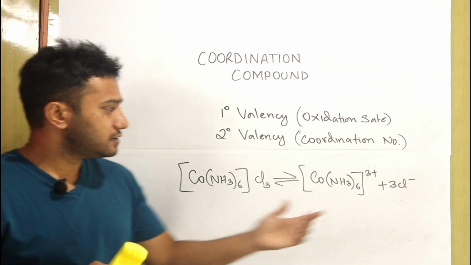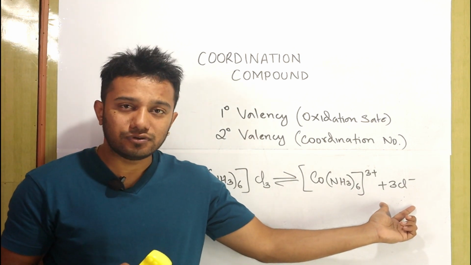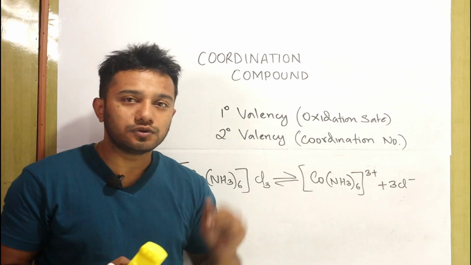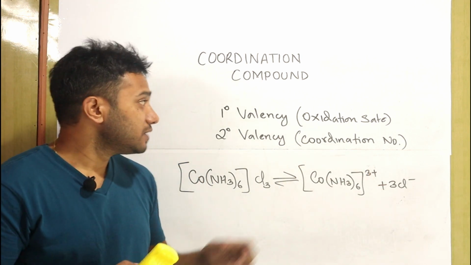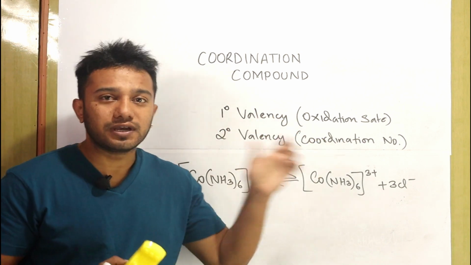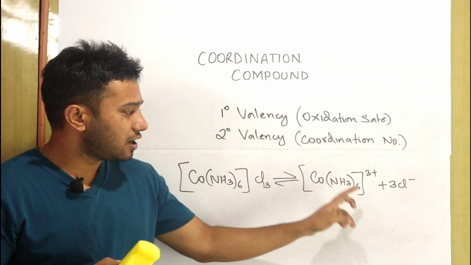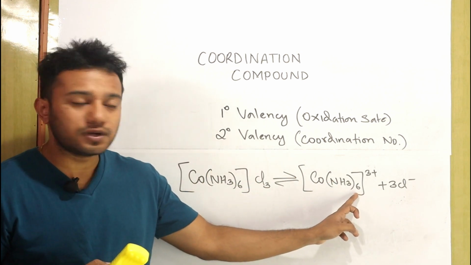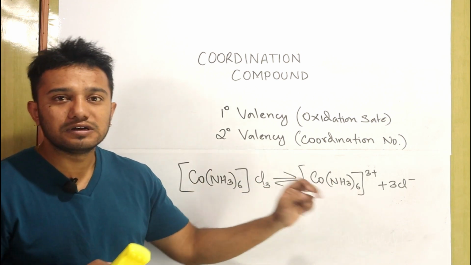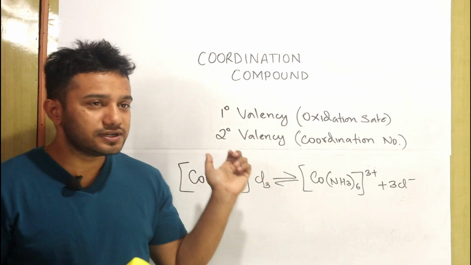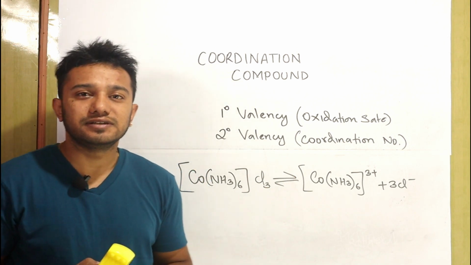So out here, this part is ionizable, right? We have 3 chlorines out here, and the oxidation state of the metal ion will be 3+. So the primary valency out here is 3. Whereas the secondary valency out here is the coordination number. So what is the coordination number out here? We have 6. So primary valency is 3, secondary valency is 6.